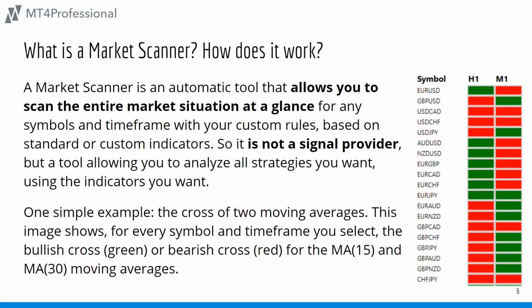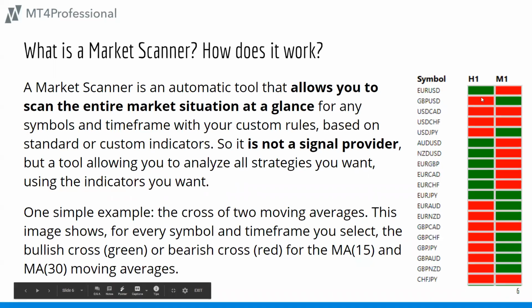So a simple example, let's look at a simple cross of 2 moving averages. The first one would be an MA15, simple moving average. The second one would be a simple moving average 30. This is probably the most rudimentary example I can show you. A bullish cross is when the 15 crosses above the 30. A bearish cross is when the 15 crosses below the 30.